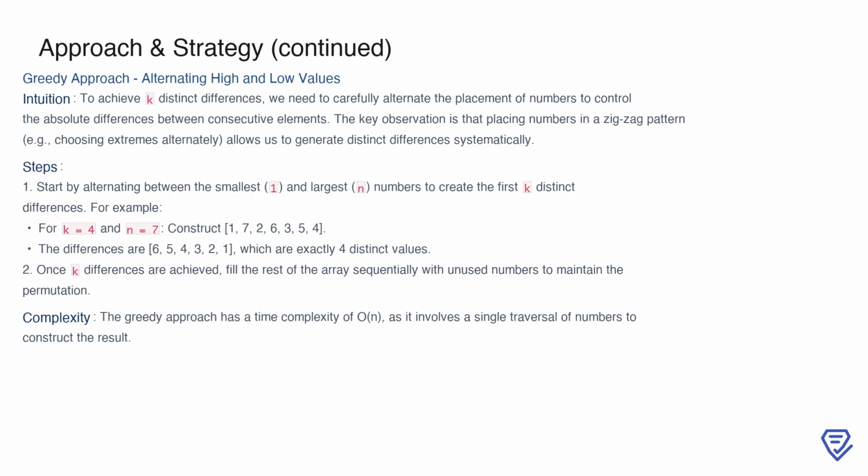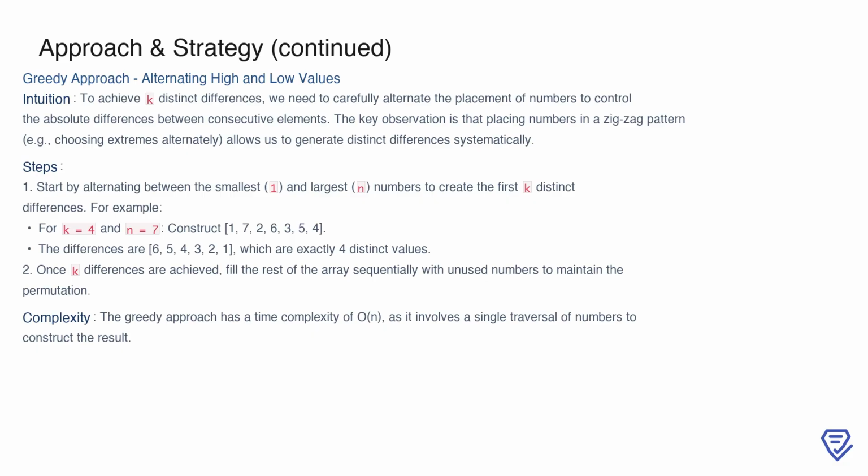To overcome the inefficiency of brute force, a greedy approach can be employed, which focuses on controlling the placement of numbers to achieve the desired distinct differences. The intuition here is that by alternating between the smallest and largest unused numbers, we can systematically produce the exact number of distinct differences needed. For instance, if we start with the smallest number, then take the largest, then the next smallest, and so on, we create a zigzag pattern in the arrangement.